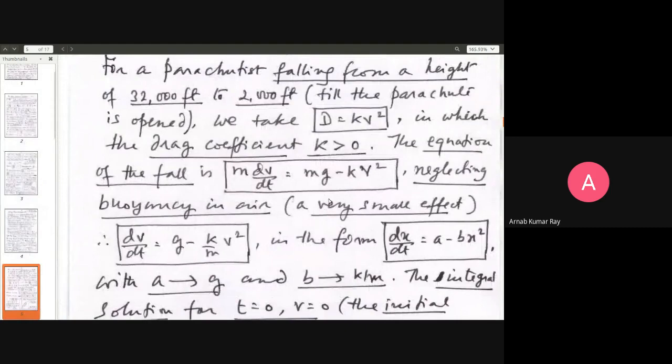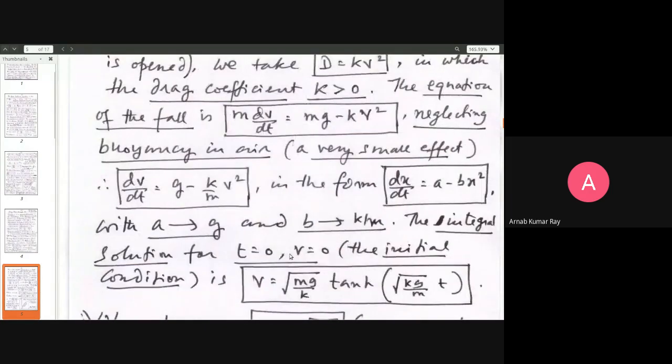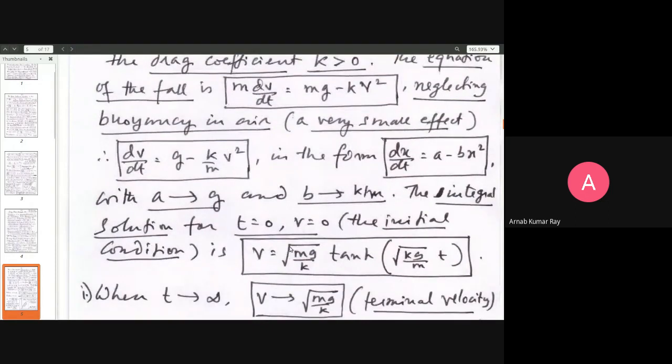So what you do is you divide this equation by m, and dv/dt is equal to g minus k by m v squared. And this equation is now in the form of dx/dt is equal to a minus bx squared, which we have discussed earlier, where a is g and b is equal to k by m. So now applying all our earlier knowledge of solving an equation, this is a nonlinear equation, this is no longer a linear equation.